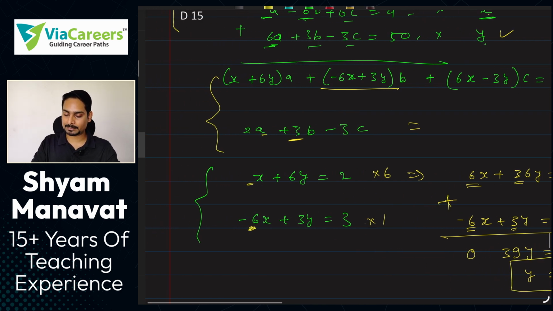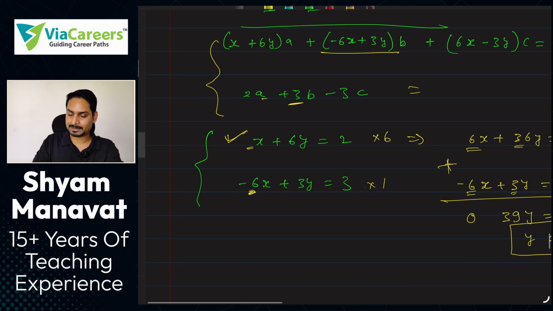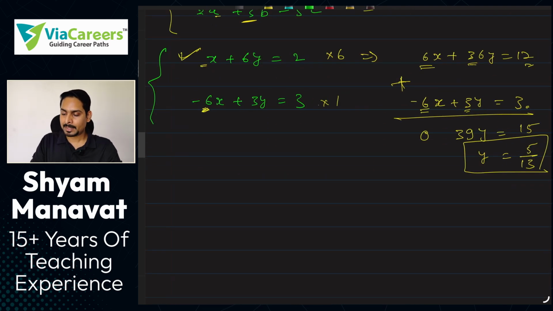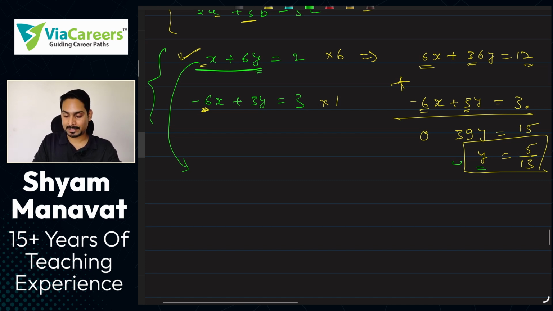Now either you can substitute 5 by 13 here, or you can eliminate y this time to get the value of x. ये आपके ऊपर है, आपको जैसा ठीक लगता है. मैं यहाँ पे substitute करता हूँ. That's totally on you. What I'll do is I'll use the substitution method here. Instead of 6y, I'll have 6 into 5 by 13 and see what is the value of x in that case. So here I can get x plus 6 into y, which we got 5 by 13, equal to 2.